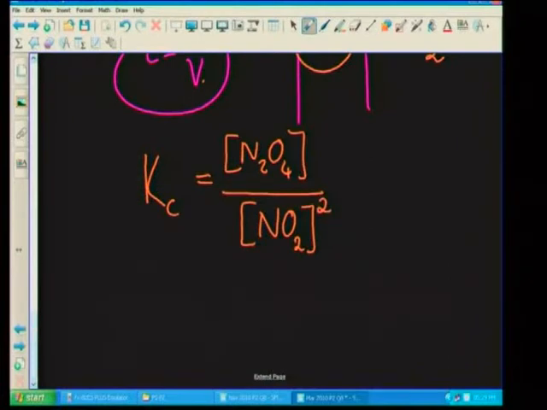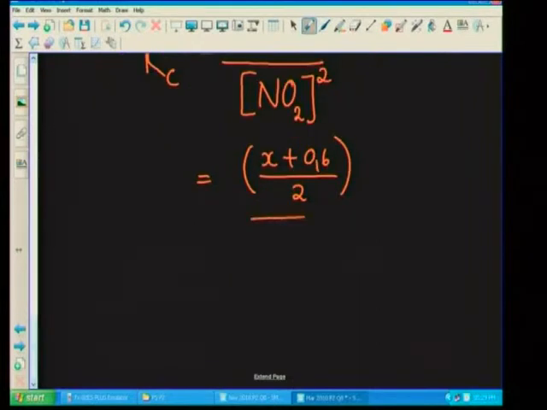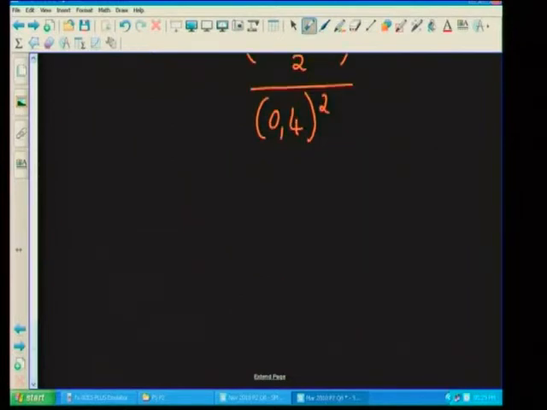Then substitute in your concentrations. For the top one, it is going to be your X plus 0,6 divided by 2, divided by, in this case, your concentration for the NO2, which is going to be 0,4 squared. And if you put all of that into your calculator, you should get the following value over here, which is 0,04 mole.